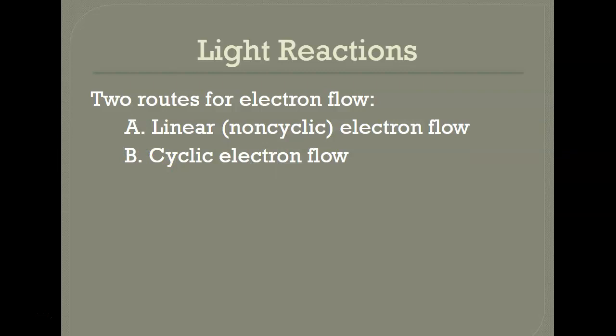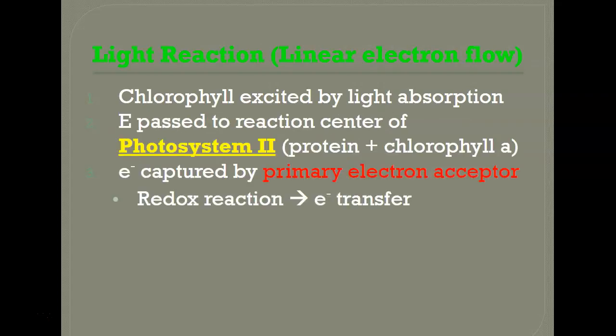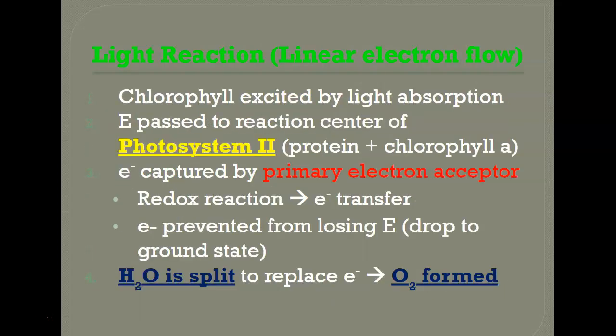In terms of where electrons go once they've reached that primary electron acceptor, I'm going to walk you through the word version, and then we'll get to the picture version, and I think it'll be a little bit easier for you. But there's a linear flow, and there's also what we'll call a cyclic flow, which we'll mention briefly. So the electron flow, I'm going to put all this up here and then talk about it.